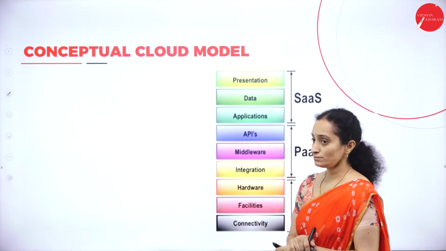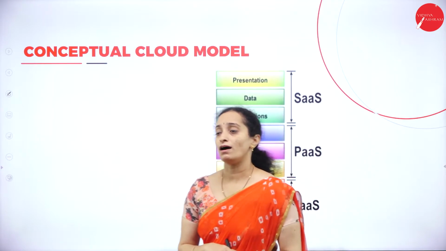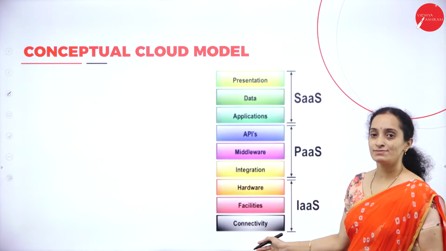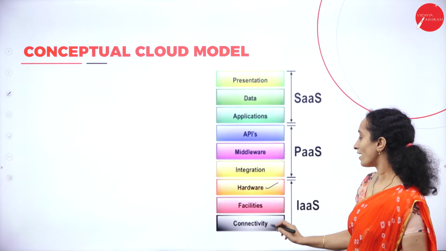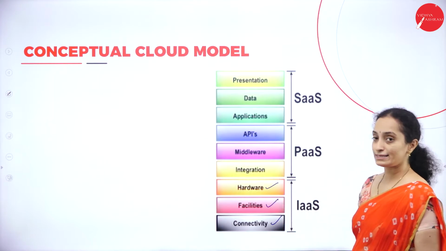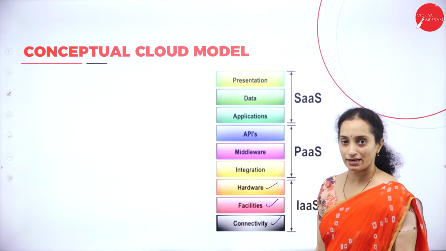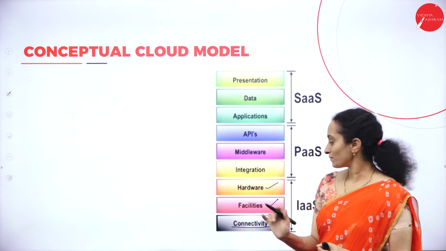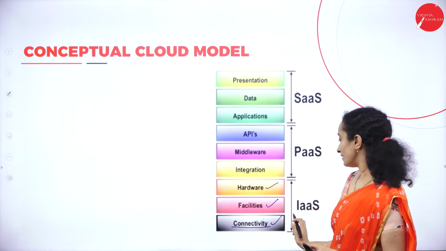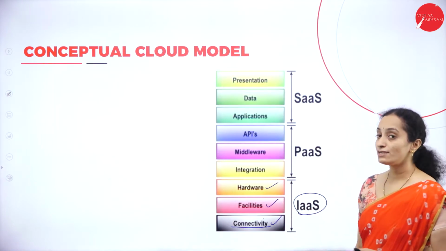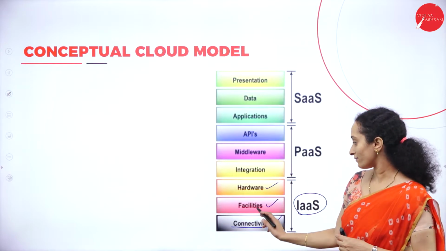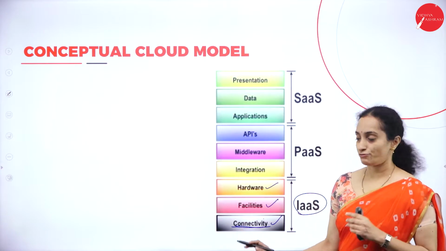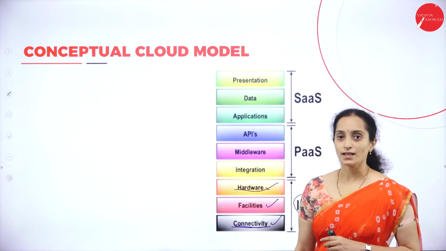All right. Now, we have a conceptual cloud model that has different layers, where we have hardware, facilities, and connectivity using the network. When it is network, you have the cables and wires. This comes under the general service, infrastructure as a service: any facilities given, connectivity of network, as well as hardware.